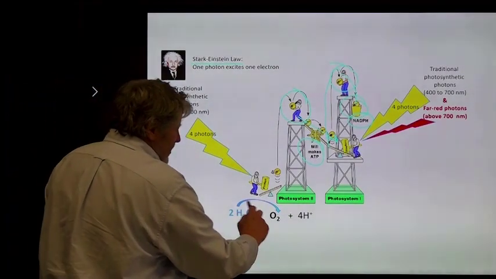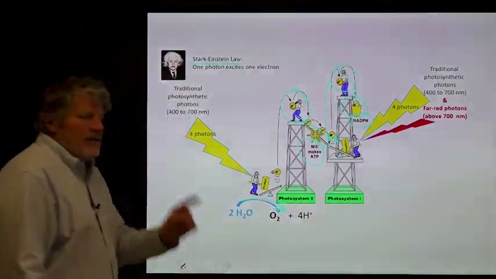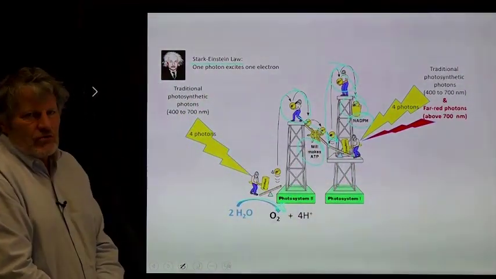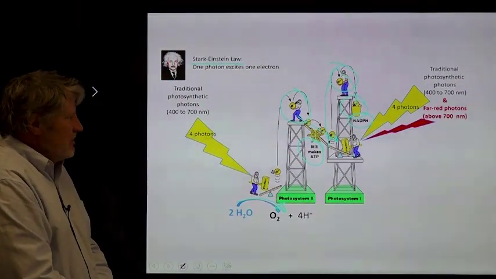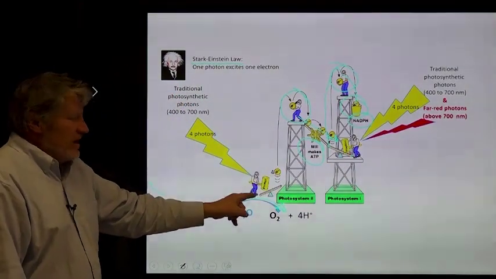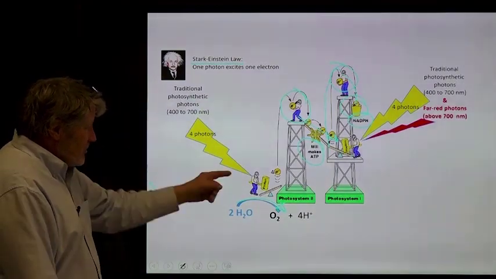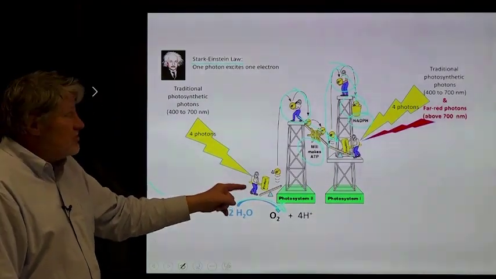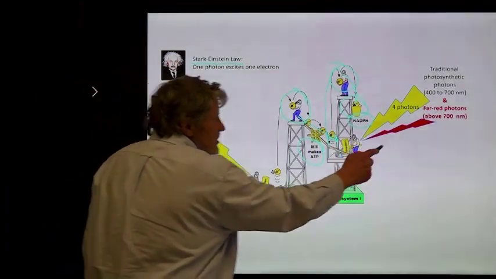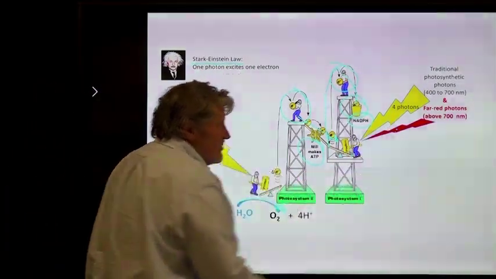Water gets split right here to oxygen. Here's the thing. This guy responds to far-red photons, and we have known this, but if you put far-red photons over here, the system doesn't work because this guy does nothing. You got to have visible photons here to get the whole system working. So these are synergistic photons with these.